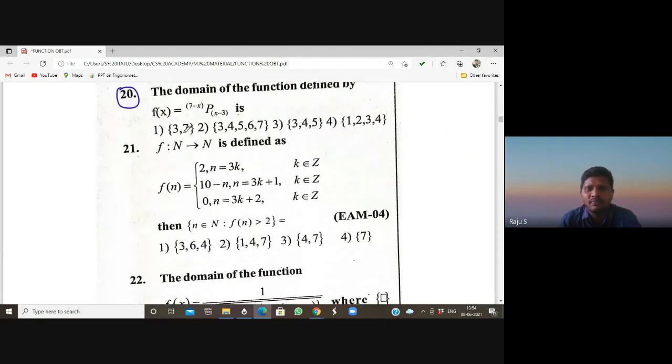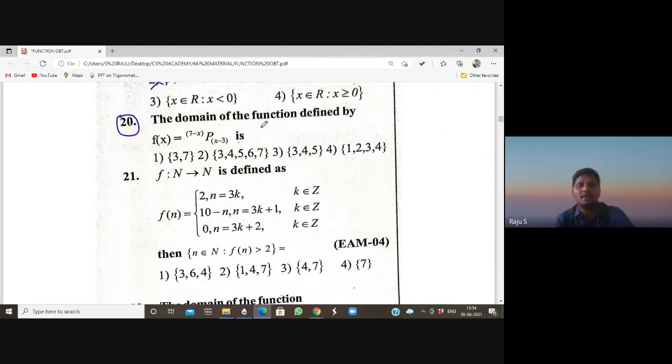Again, the domain of the function defined by... Okay, see here, this is related to permutation. For what value of x will the permutation exist? Yes, students?